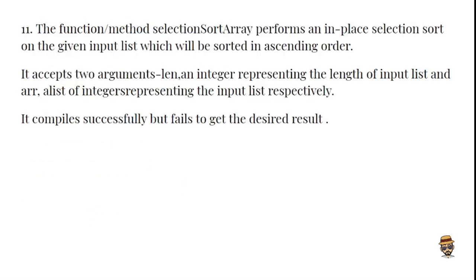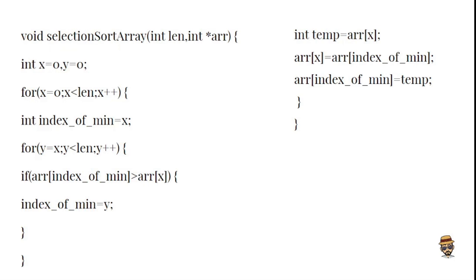Now let's move to the next question, in which the function method selectionSortArray performs an in-place selection sort on the given input list, which will be sorted in ascending order. Alright, now let's move to the code. So guys, this is the error code. You have to find the error. So pause the video, find out the error in the code.